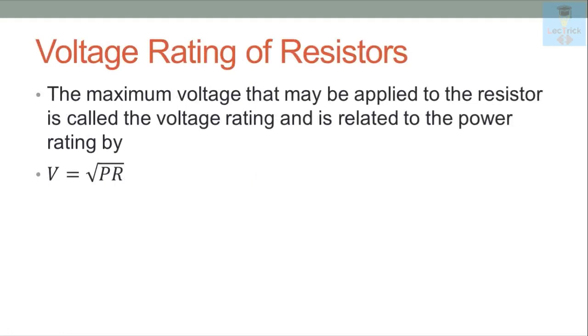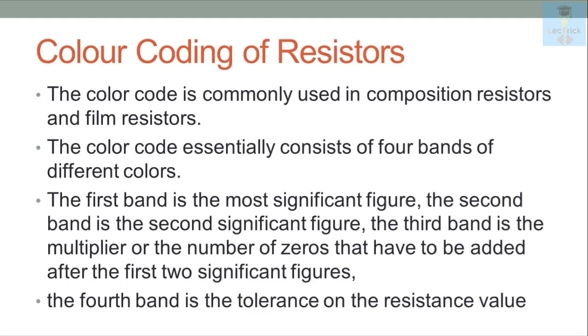Then voltage rating of resistors. So how do we calculate the voltage rating? The maximum voltage that may be applied to the resistor is called the voltage rating, and it is related to the power rating by V equals the square root of P into R. P is the power in watts, R is the resistance in ohms, and V is the voltage. For example, in some cases you might get the voltage and the resistance value, and then by using this formula itself you need to calculate the power rating.